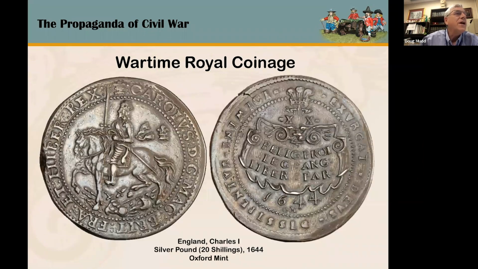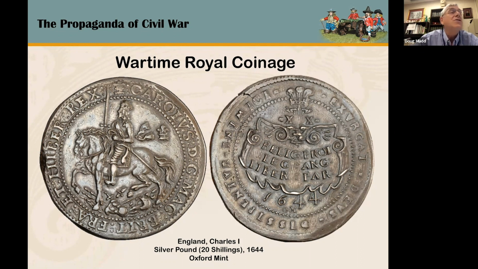First, here we have the silver pound. Now, this is an innovation. It's a very large and heavy coin. It's worth 20 shillings, which is what a pound was. So it was very impressive, and it reflects the need for an impressive coin to distribute.